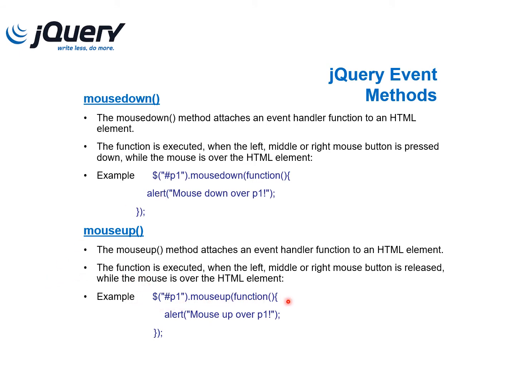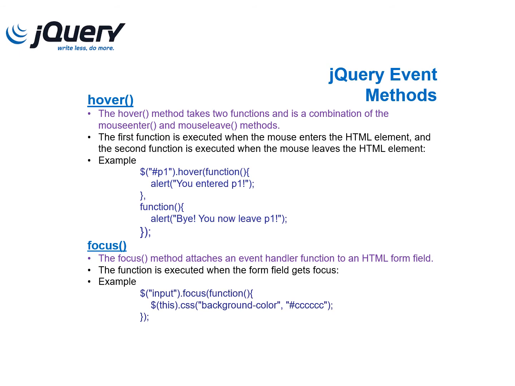Then the mouseup event. The mouseup event attaches an event handler function to an HTML element. The function is executed when the left, right, or middle button is released while the mouse is over the HTML element. $("#p1").mouseup(function(){ alert("Mouse up over p1"); }). So this is just the opposite of mousedown. Whenever a press occurs, the corresponding release follows. So if the mouseup function occurs on the HTML element with ID p1, it will generate an alert box like this: "Mouse up over p1".